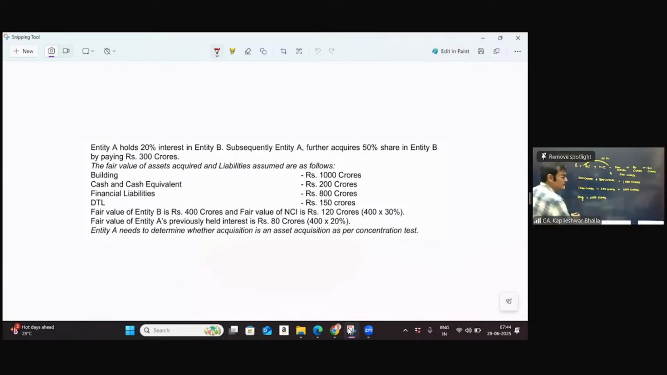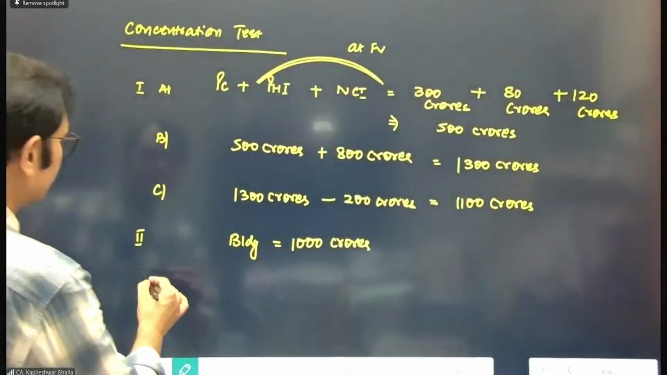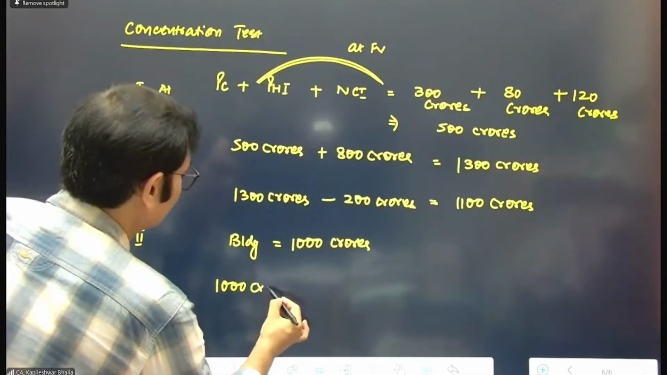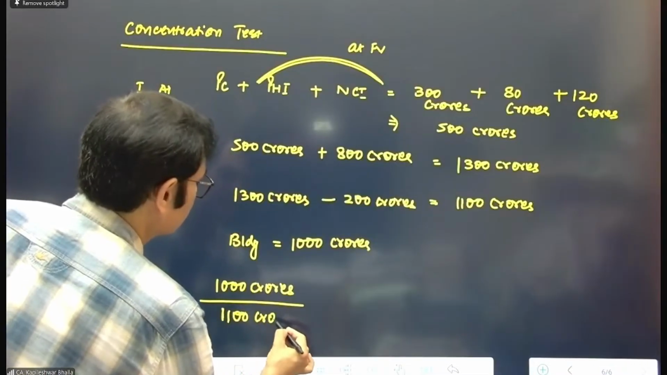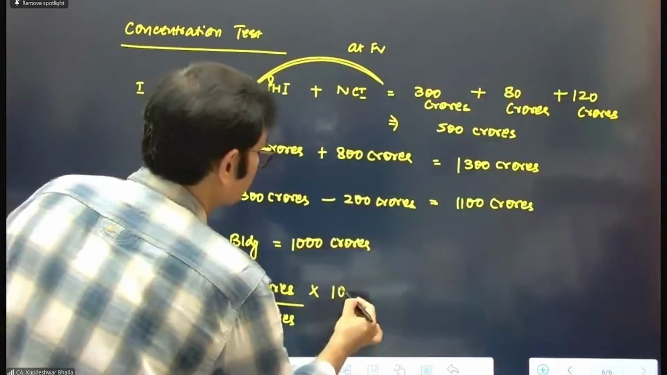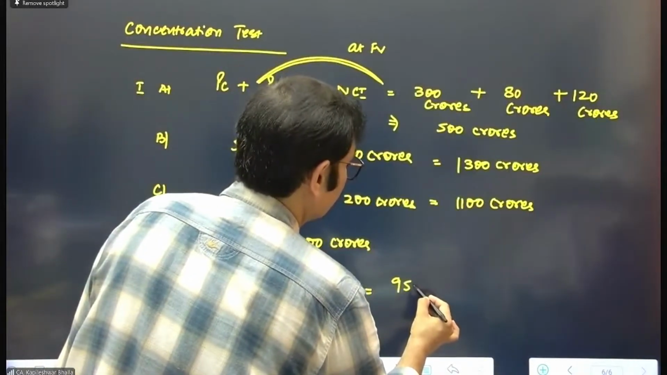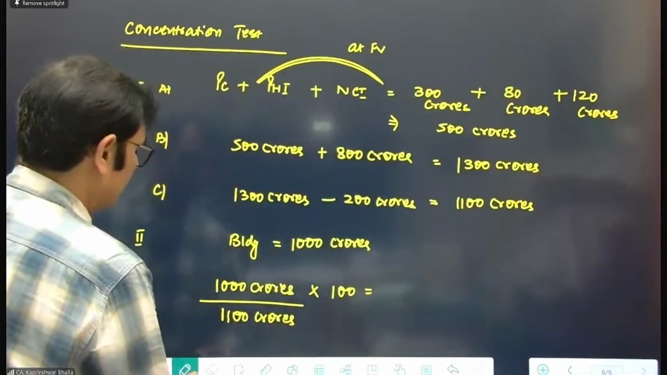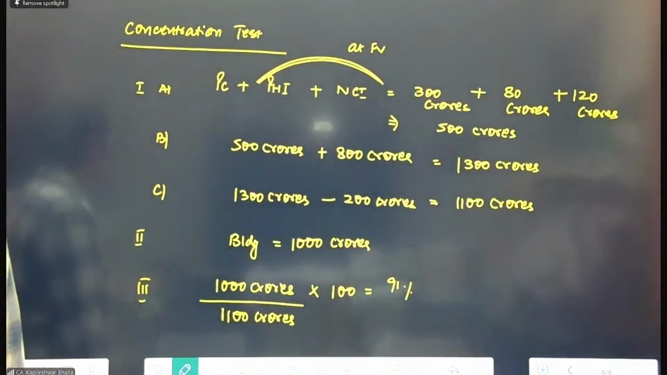I guess now I can remove the screen. Yes, sir. It's pretty easy: step number 2 divided by step number 1. So 1000 crores, the value of the building, divided by 1100 crores, which is what is in step number 1C. Let's see what is the percentage. 0.91, so 91 effectively. Okay, so it approximately comes to 91%.